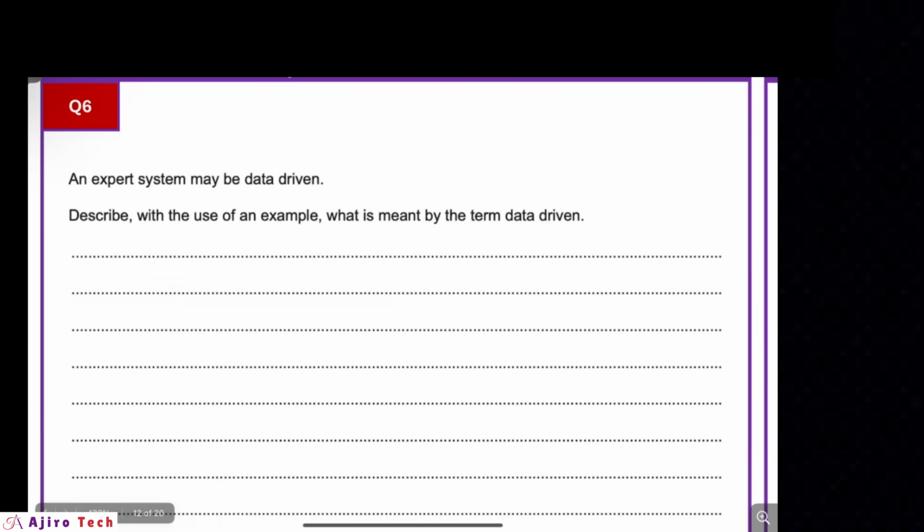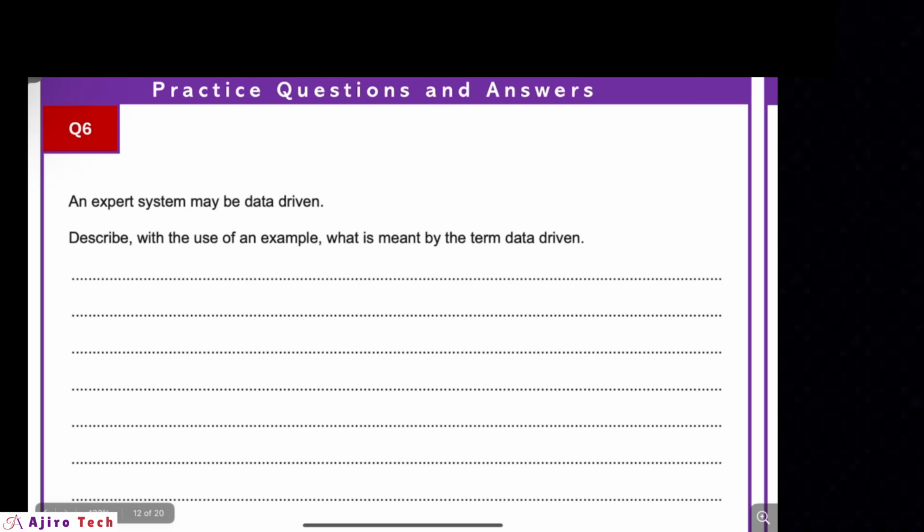Okay. So I know that when it comes to calibration, you have an idea on it. An expert system may be data driven. So we have what? Chapter 7, expert system.